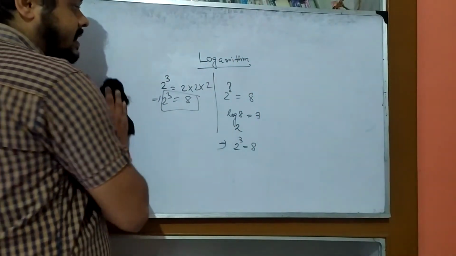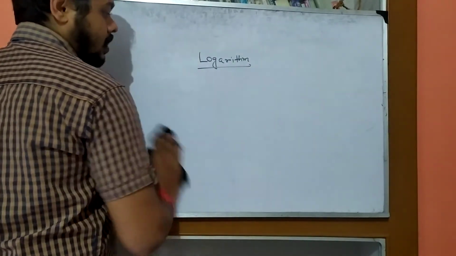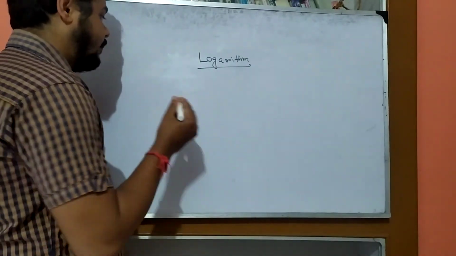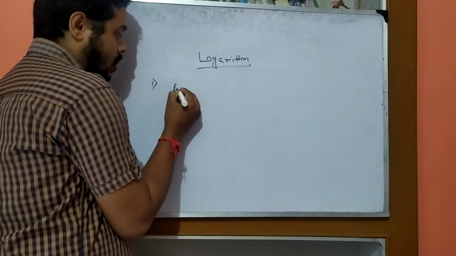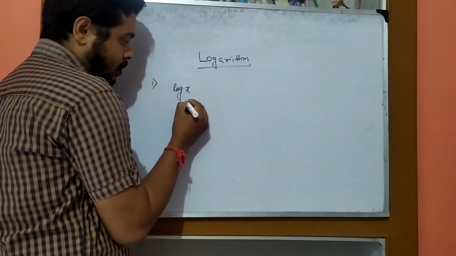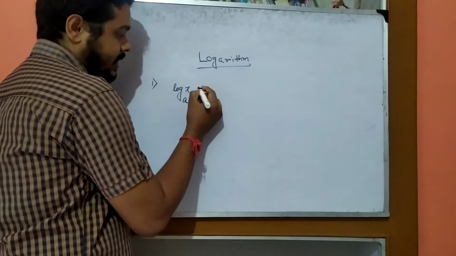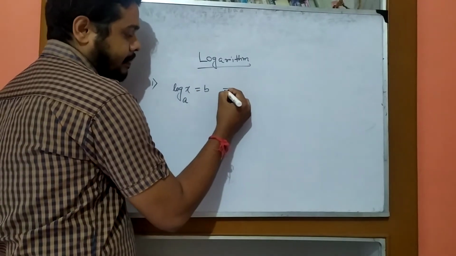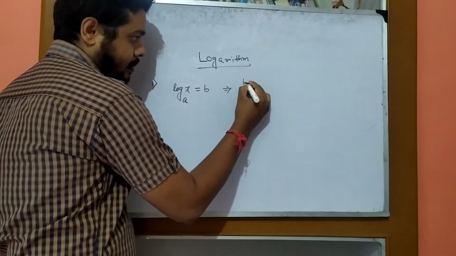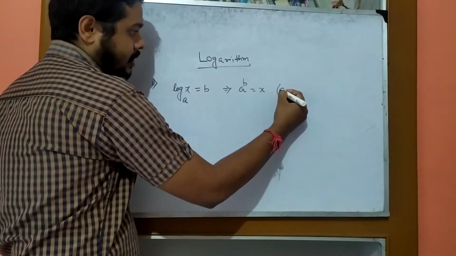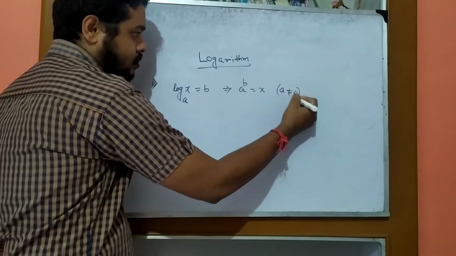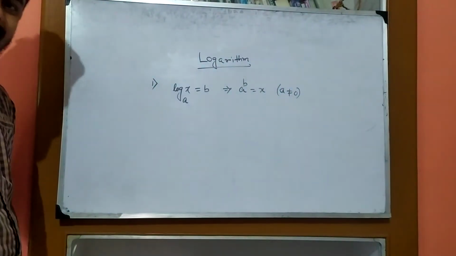Now we are discussing the laws of logarithm. First of all, number 1: log x with base a equals b implies a to the power b equals x, provided obviously a not equals to 0.